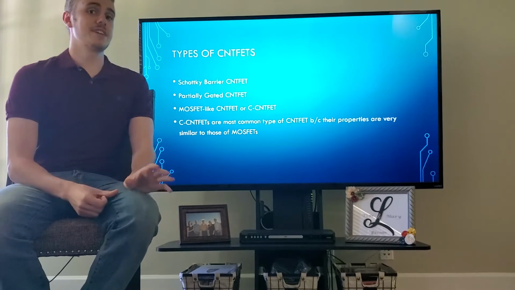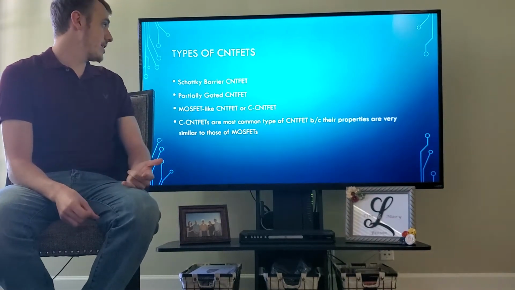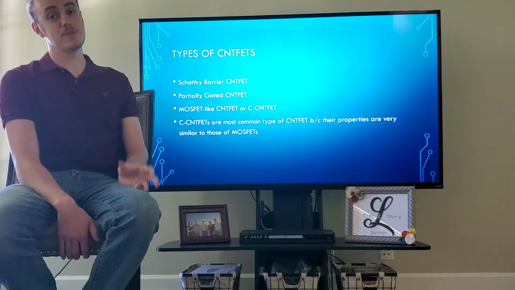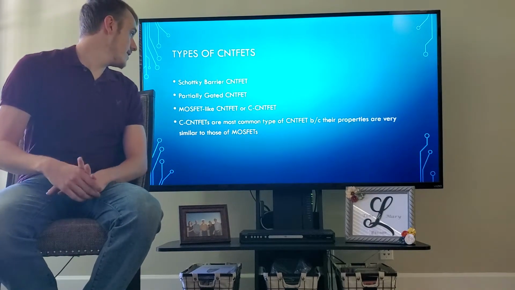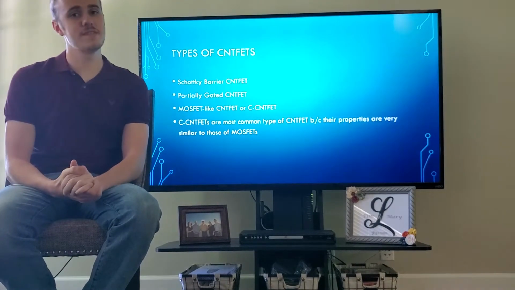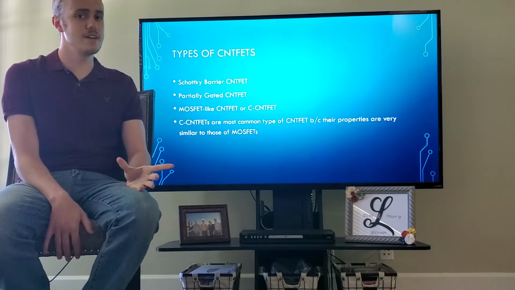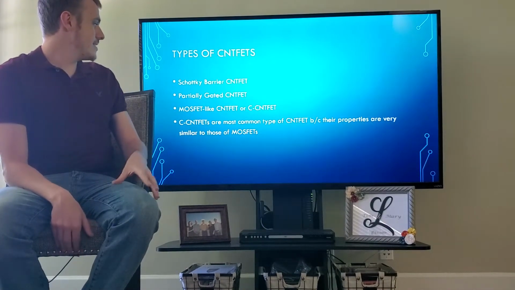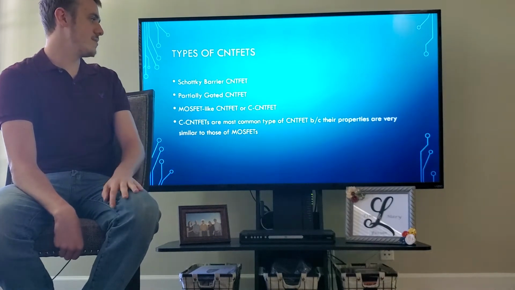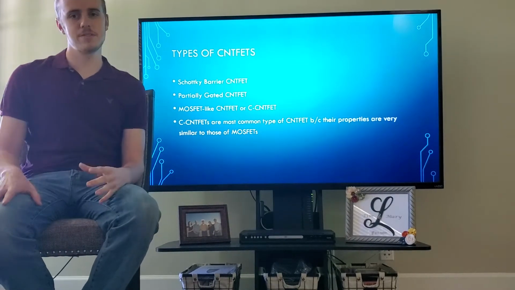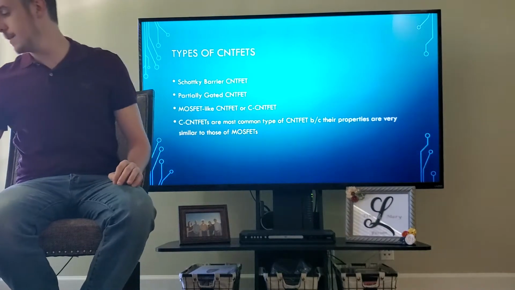So there are different types of CNT FETs. There's the Schottky barrier CNT FET, which is what we're going to be focusing on, a partially gated CNT FET, a MOSFET-like CNT FET, or a C-CNT FET. And C-CNT FETs are the most common type of CNT FET because their properties are very similar to those of MOSFETs.